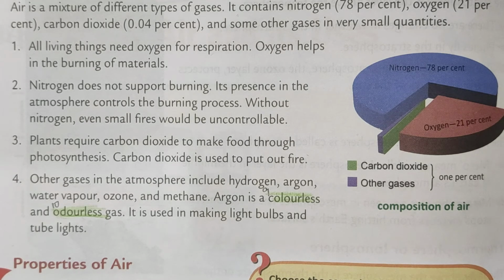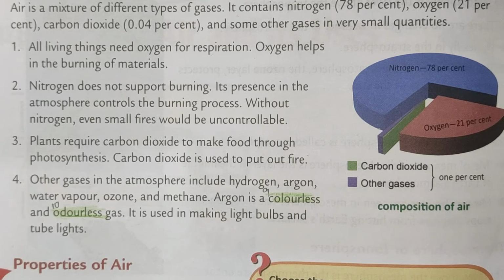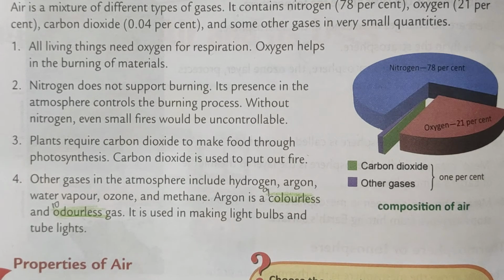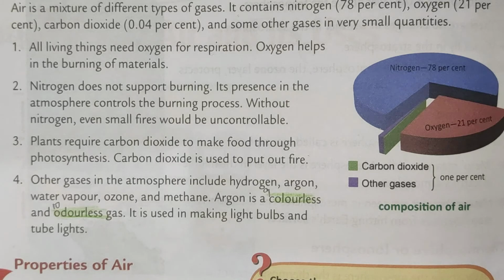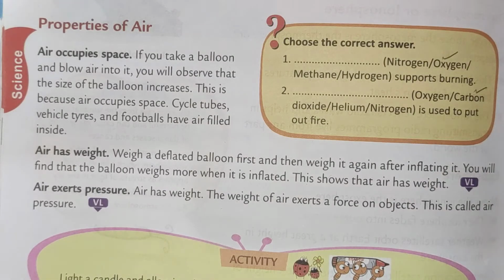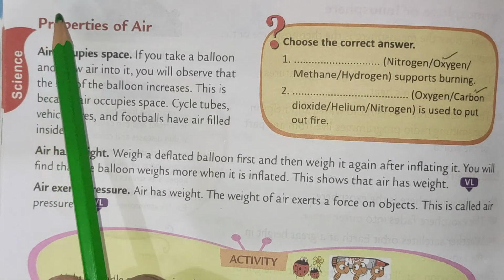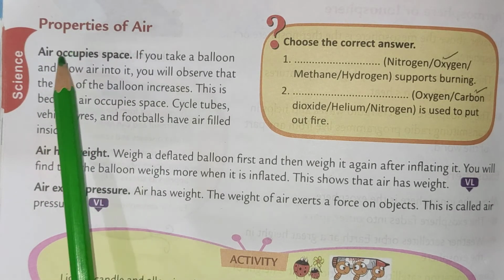So, from this topic, we have learned that oxygen is the gas responsible for the burning of materials, things or objects, and nitrogen and carbon dioxide are the gases responsible for putting out fires. The next topic is the properties of air.